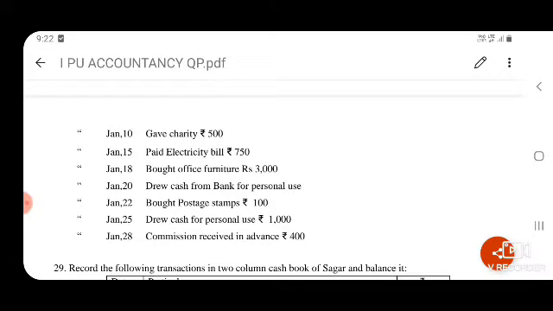Bought postage stamps. Postage stamps account to cash account. Drew cash for personal use. Drawings account. Commission received in advance. Cash account to commission received account.